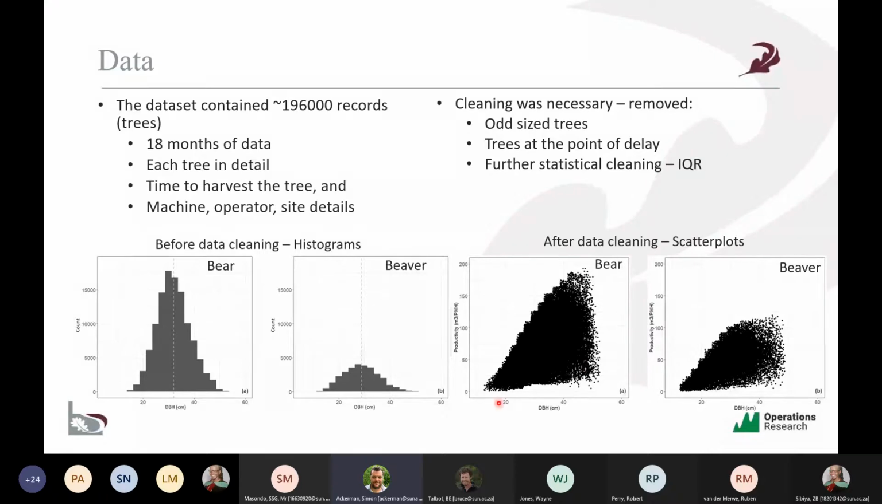The two plots below here, the bear and the beaver, are scatter plots after I clean the data. You can see productivity on the y-axis and then the dBH on the x-axis, how as the tree size progresses, the variability increases. This phenomenon isn't unique for this data set. It does appear in other data sets too, how the variability increases the bigger trees get.